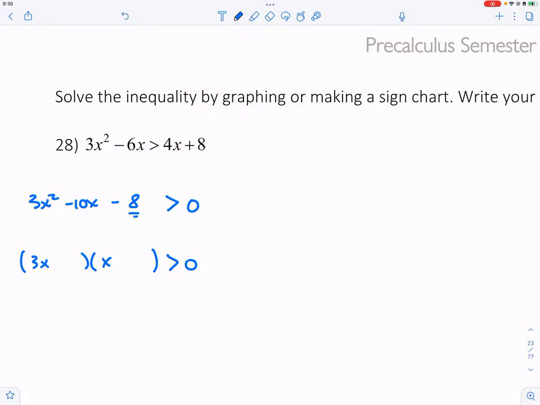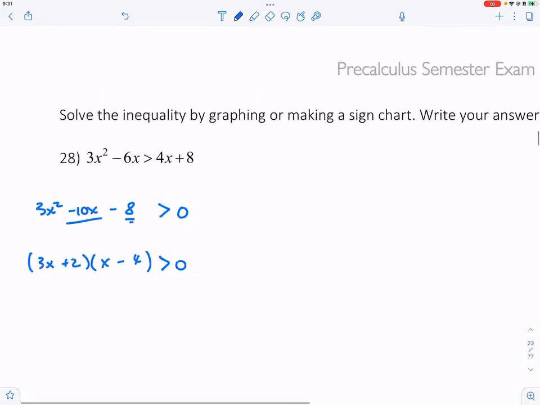And now we need to also think about how on earth we can get minus 10x. So one possible way is to have negative 4 times 3, which is going to be negative 12x when you do the outside of the FOIL, and then the inside would be plus 2 times x, which is plus 2x, and this would be your factored form of the quadratic.